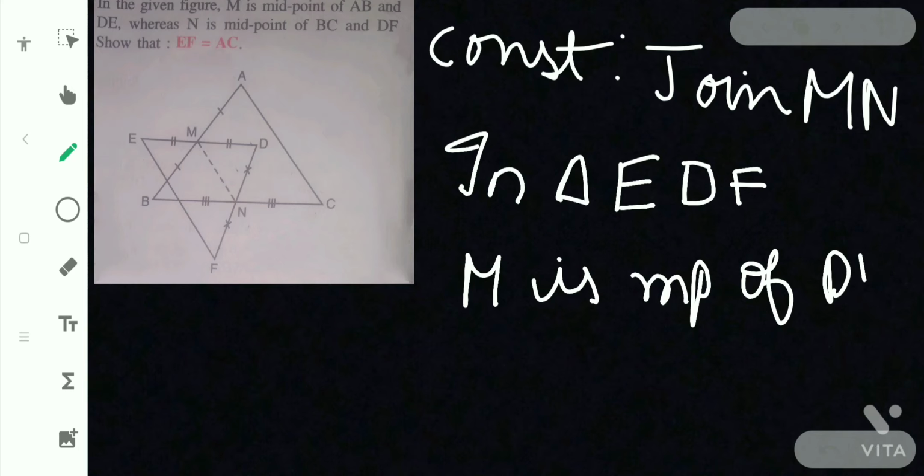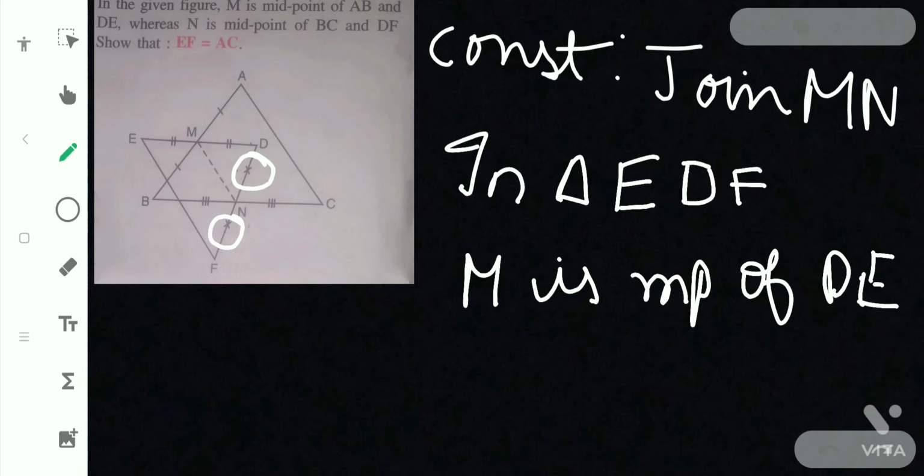M is midpoint of DE. As M is midpoint of DE, we can see this line DF. Just concentrate on this line. Here we are having these signs. You can see these signs. They are also representing that these two lines are equal. Where there are same signs, those two lines or those two angles will be equal.